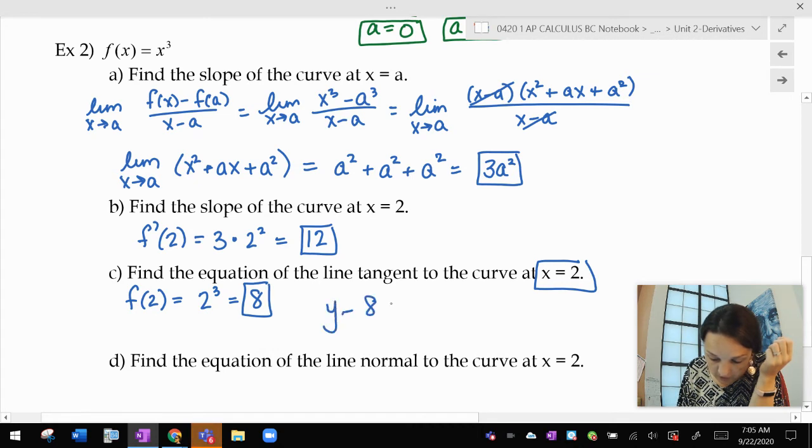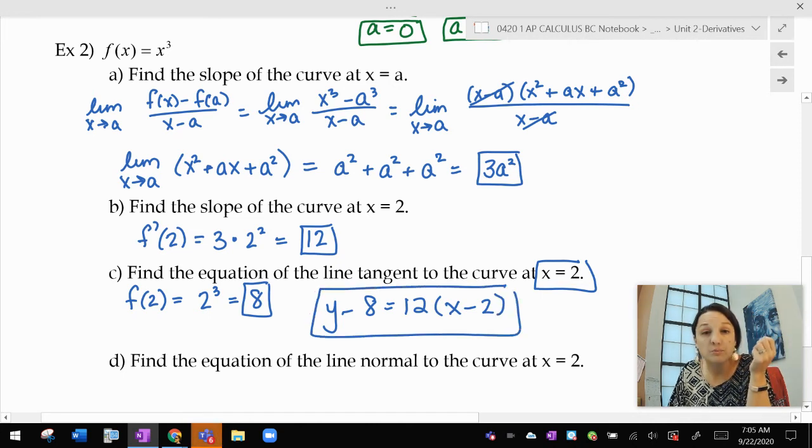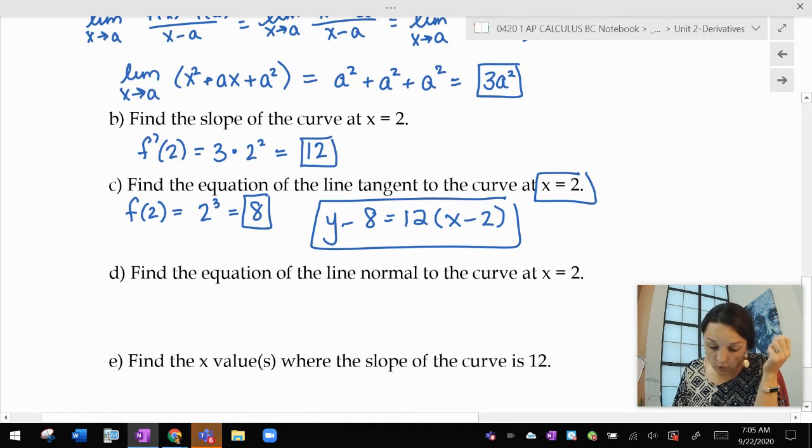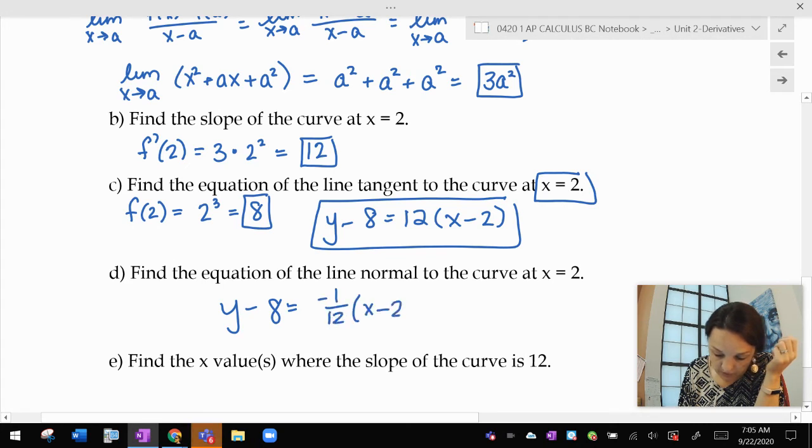y minus y1 equals m times x minus x1. There's my tangent line. Find the normal line. Keeps the same setup as the tangent line with an opposite reciprocal slope.